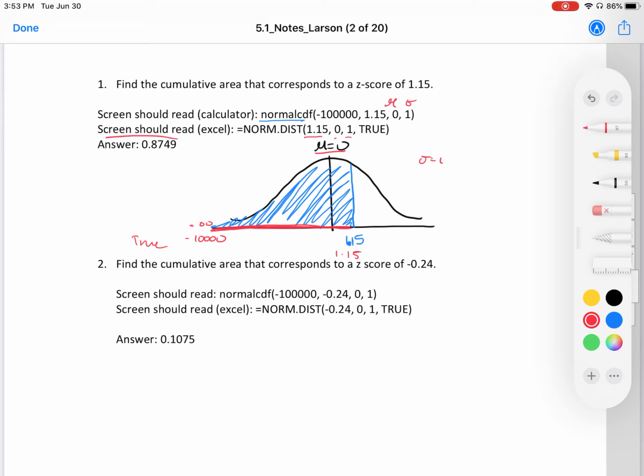Now you should get an answer that's something like this. And for Excel, yes, you do just punch an equal sign and that. What's cool about Excel, like I said, is that it tells you, if you forget the order of things, how to enter them.